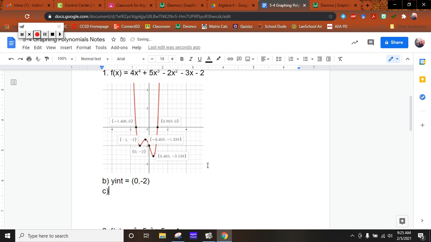Then we do the zeros. That's where it crosses the x-axis. Now you know it's a zero because it's a number, comma 0. So we got -1.406, comma 0. Again, if you just want to list the x values, that's fine, but for this example, I'm going to list everything. So there's my zeros.